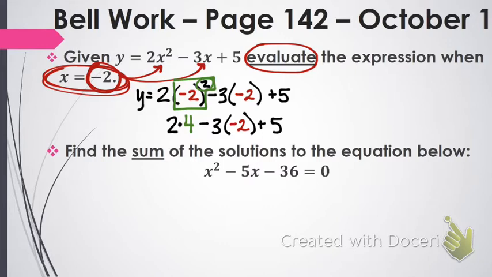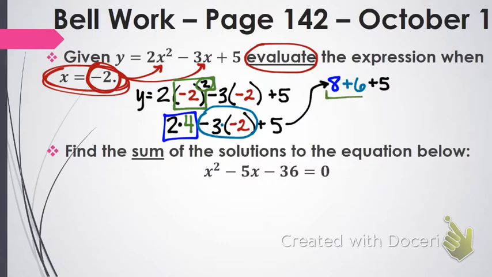Multiplication. How many places do you see multiplication happening? 2. Once right here. That would give me 8. And then it's happening again right here. So +6, and then +5. So 8 plus 6 gives me 14, +5. So this fully evaluates to 19. Or 6 plus 5 is 11. Yep, you can absolutely do that too.